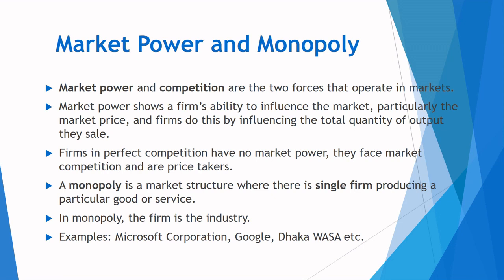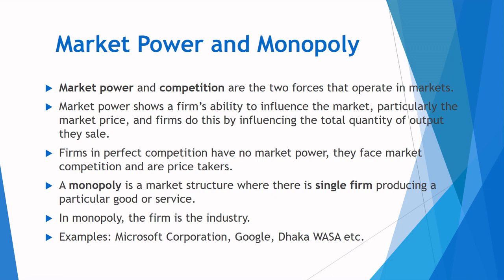You know what perfect competition is. So you already have an idea about competitive markets. Under perfect competition, there are many buyers and many sellers. Hence, firms in perfect competition have no market power. They face market competition and are price takers. That means perfectly competitive firms do not have market power and they cannot influence the market price.